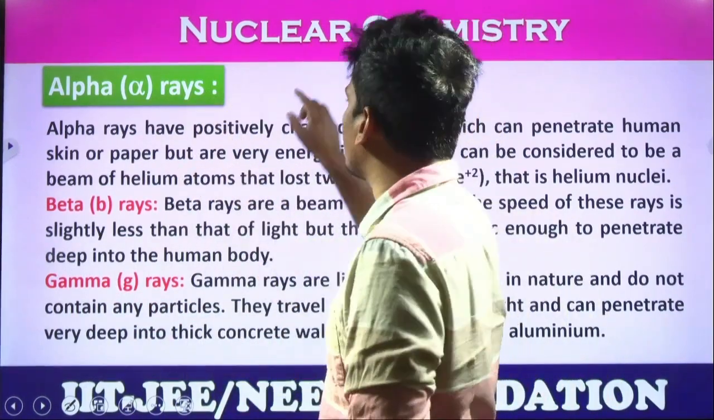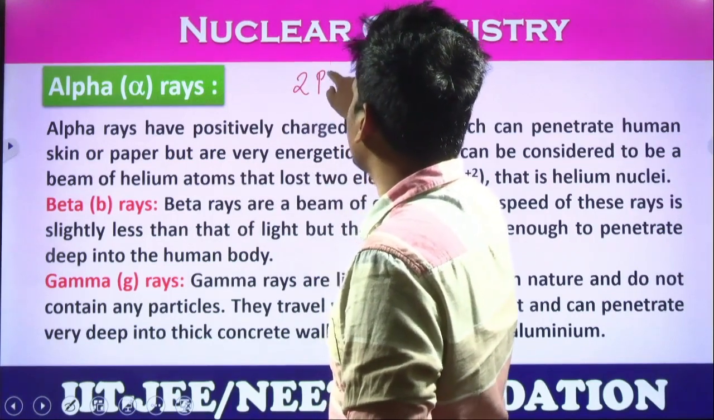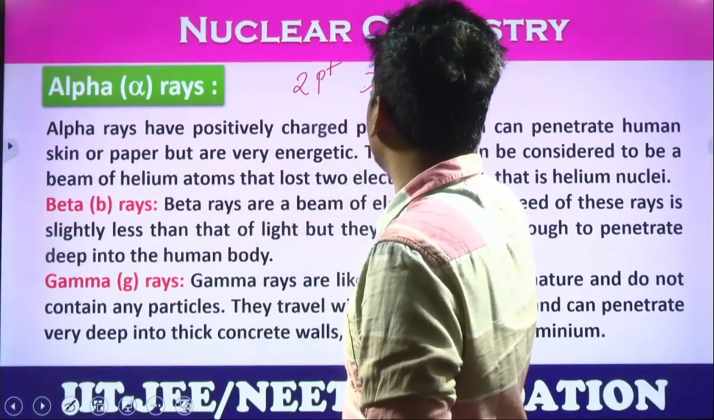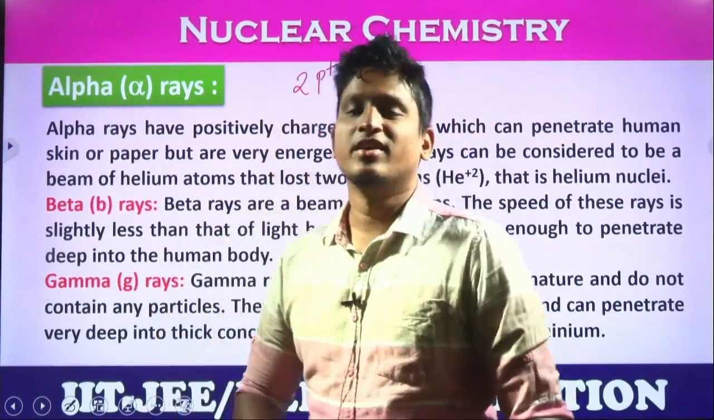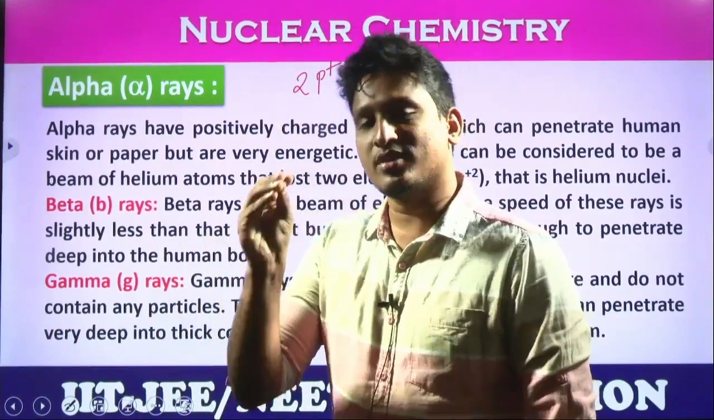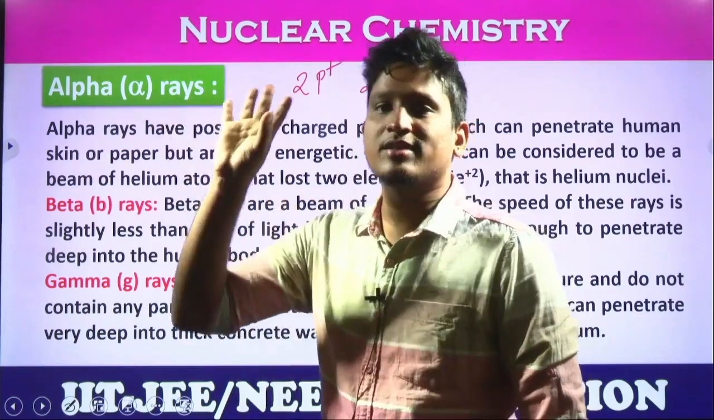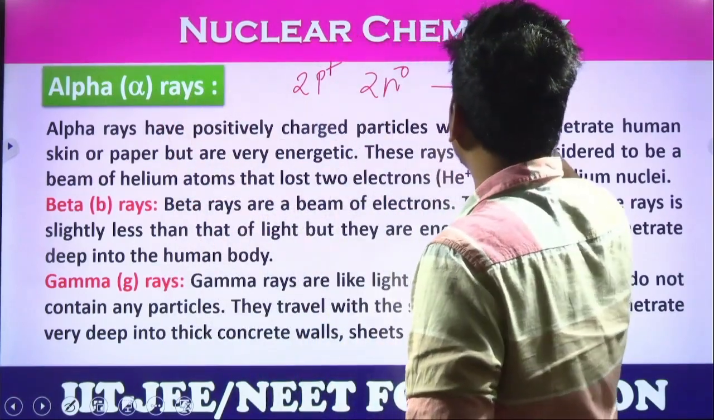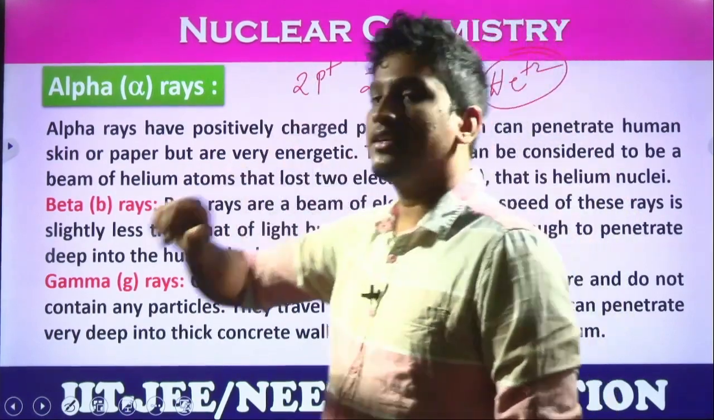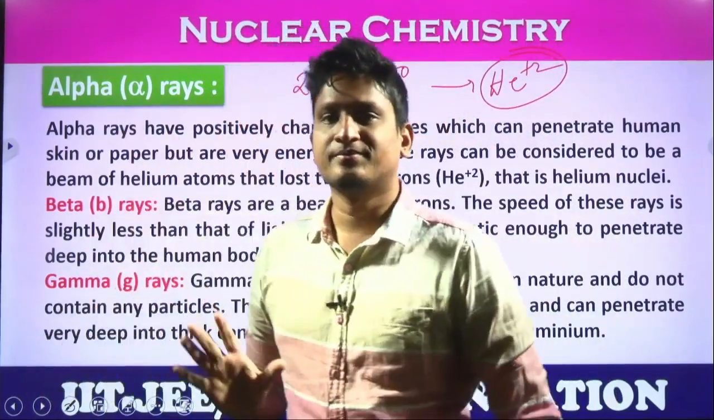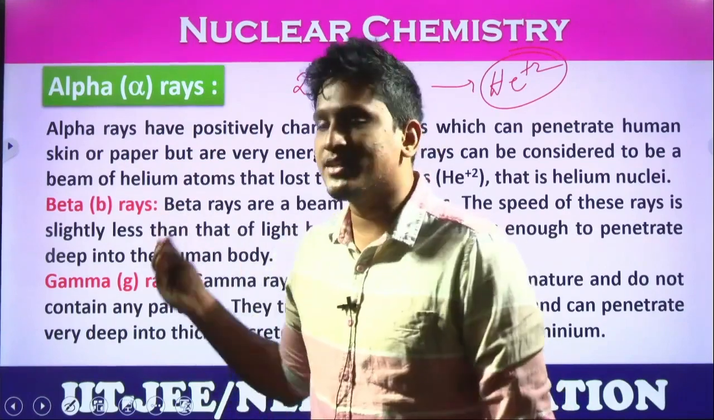Helium nucleus contains how many protons? 2 protons. How many neutrons? 2 neutrons. How many electrons? Electrons are not present in the nucleus, yes or no. Helium atom contains 2 protons, 2 neutrons and 2 electrons. If those 2 electrons were lost, how can you represent the particle? He plus 2. It contains 2 protons and 2 neutrons. That is the alpha ray. That is the simplest radiation.